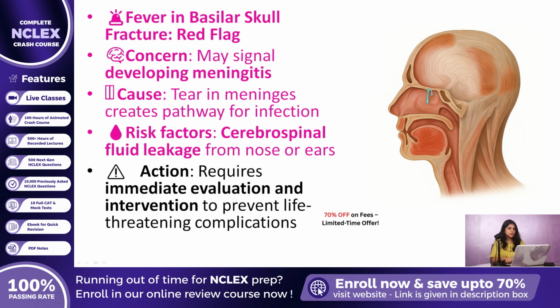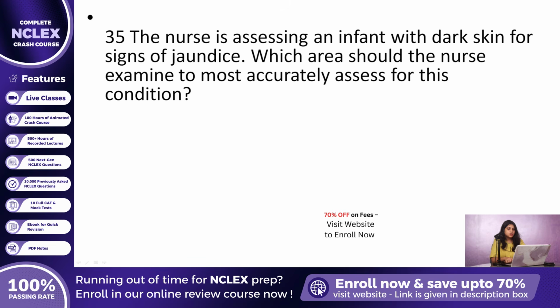Now, let us turn to question number 35, which addresses cultural competence and accurate assessment in pediatric care. The nurse is assessing an infant with dark skin for signs of jaundice. Which area should the nurse examine to most accurately assess for this condition?